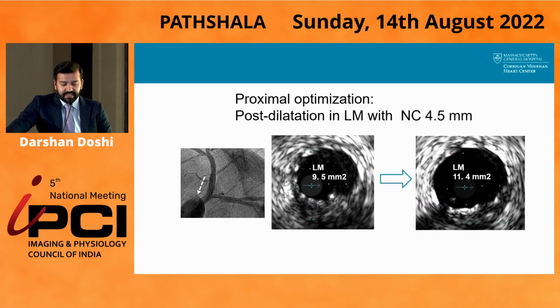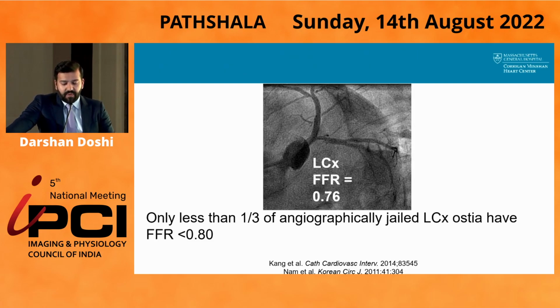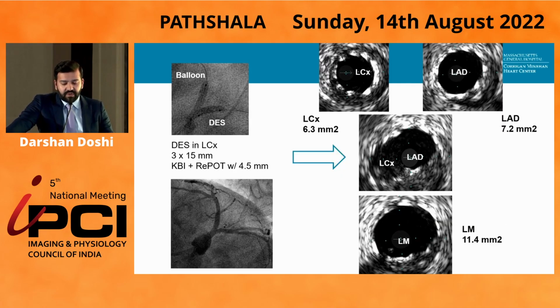Now, the one problem is whenever you do something as a crossover from the left main into the LAD, there is a chance that you're actually going to cause some degree of lumen loss. And so you have to basically be able to take care of that. Now, one of the things that you need to know is, at least based on some of the studies out there, that only 1/3 of angiographically jailed circ ostia actually have an FFR that requires treatment. So the vast majority of circs that get pinched, you don't necessarily need to do anything. In this case, the FFR was 0.76, so the operator decided to take care of this with a T and protrusion.